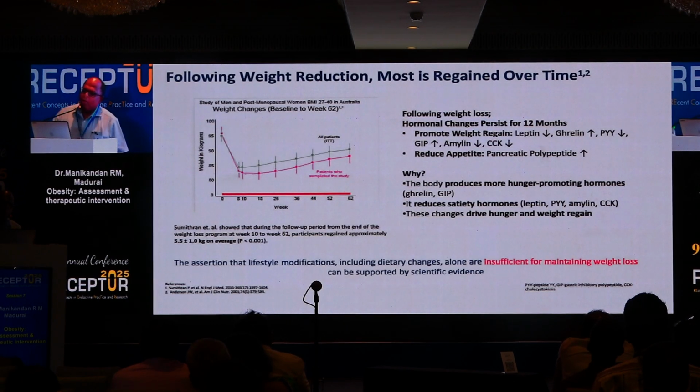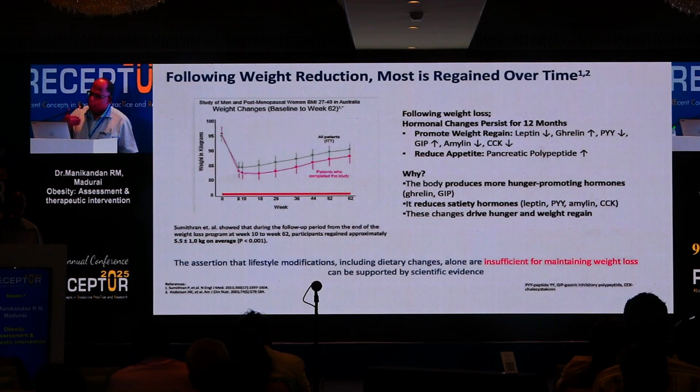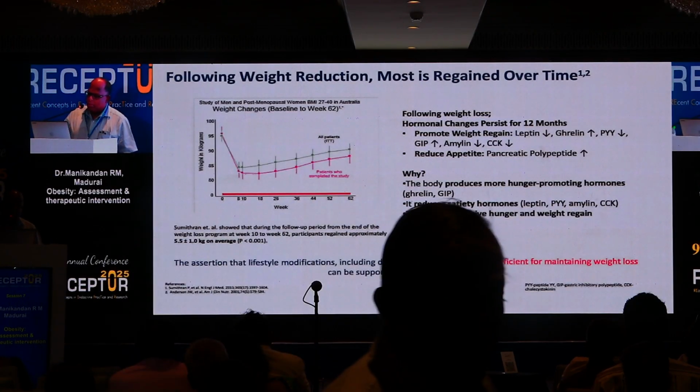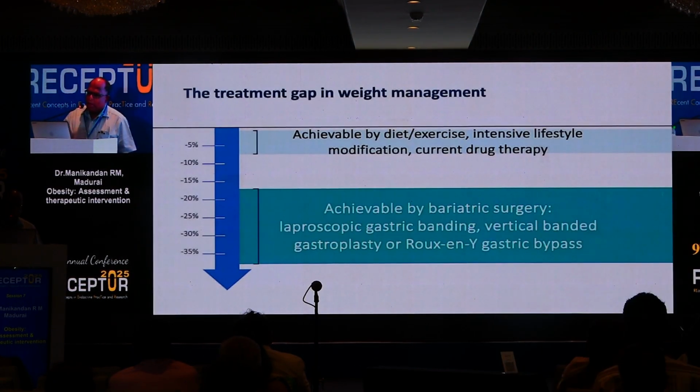The reason being, lots of hormonal changes happen. When we try to lose weight, we try to suppress the appetite and increase exercise. Despite that, when someone has already got obesity, they have counter-regulatory hormones kicking in to avoid further weight loss. So they have increased hunger-promoting hormones like ghrelin and GIP, and they have reduced satiety hormones like leptin, PYY, amylin, and other hormones as well. So there's always a constant tug-of-war happening between hunger and weight regain when someone tries to lose weight, and most of them will give in. That's what happens. So now we have therapies which can help us achieve this.